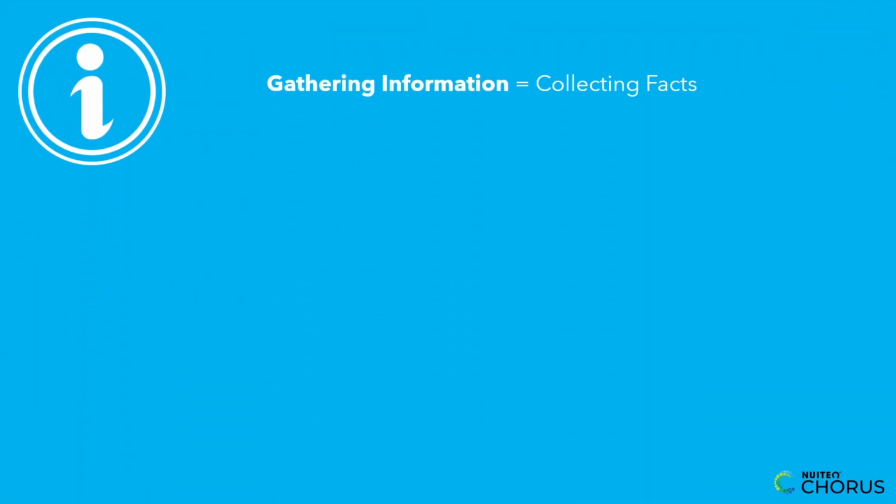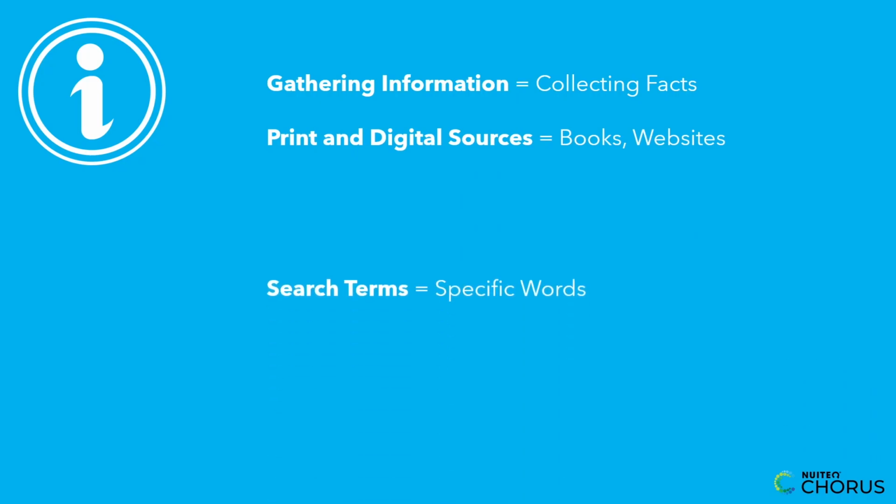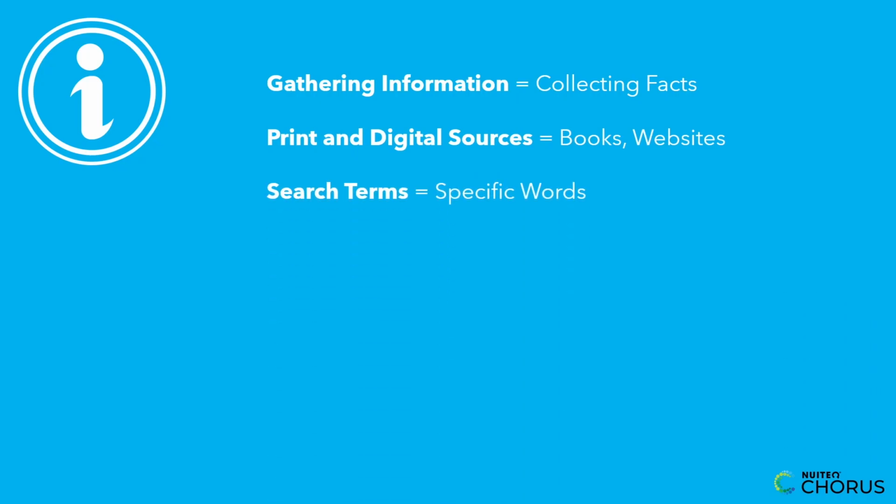Gathering information means collecting data or facts from different sources. Print and digital sources include books, articles, websites, and online databases. Search terms are specific words or phrases you use to find information. Assessing credibility means checking if a source is reliable and accurate.